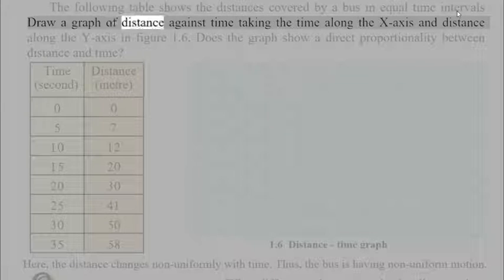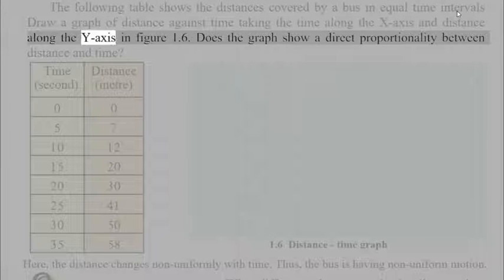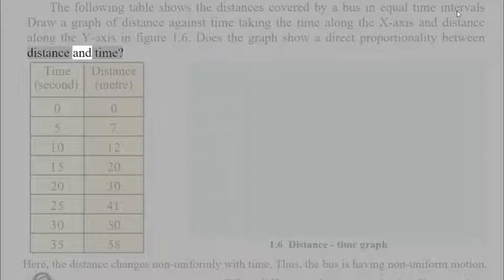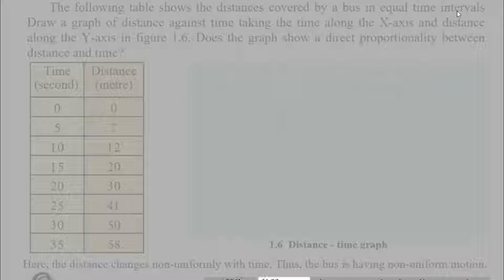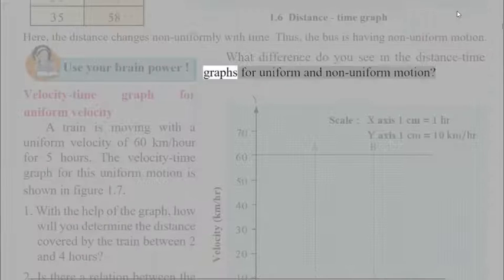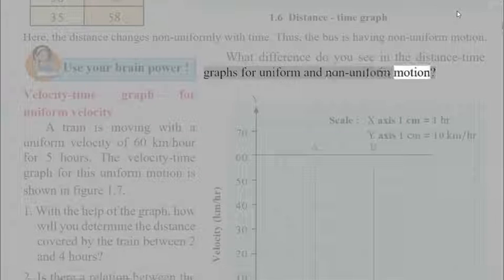Draw a graph of distance against time, taking the time along the x-axis and distance along the y-axis in figure 1.6. Does the graph show a direct proportionality between distance and time? What difference do you see in the distance-time graphs for uniform and non-uniform motion?